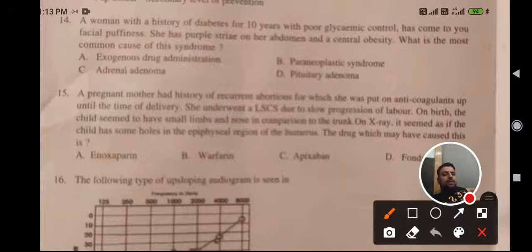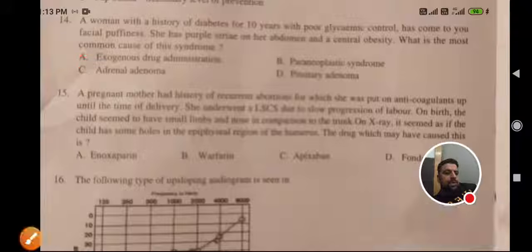A woman with a history of diabetes for 10 years with poor glycemic control has come to you with facial puffiness. She has purple striae on her abdomen and central obesity. What is the most common cause of this syndrome? This is a case of Cushing syndrome. It is mainly due to exogenous drug administration, meaning drug administration from outside.